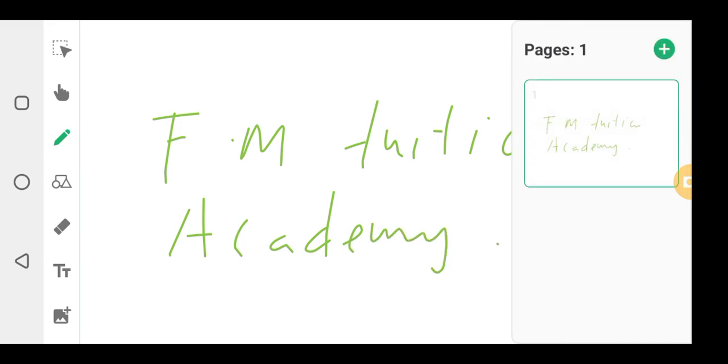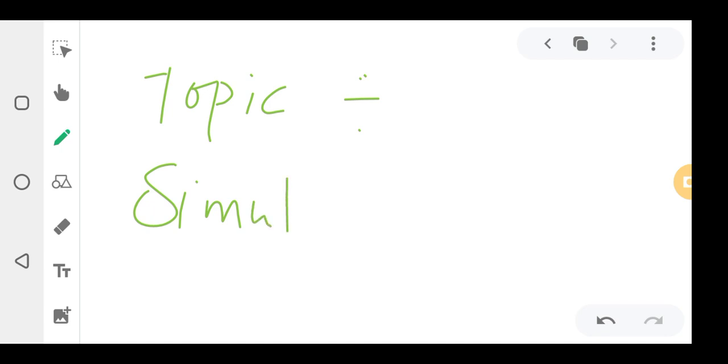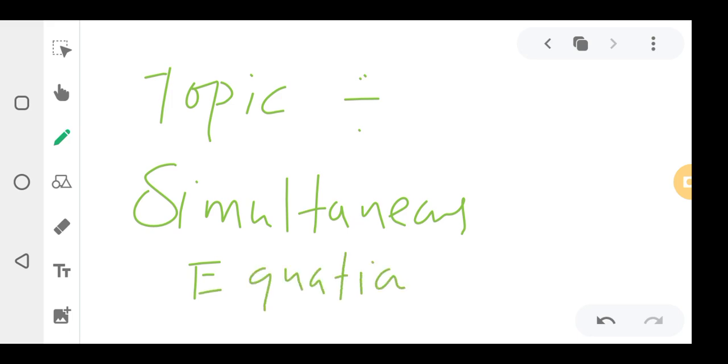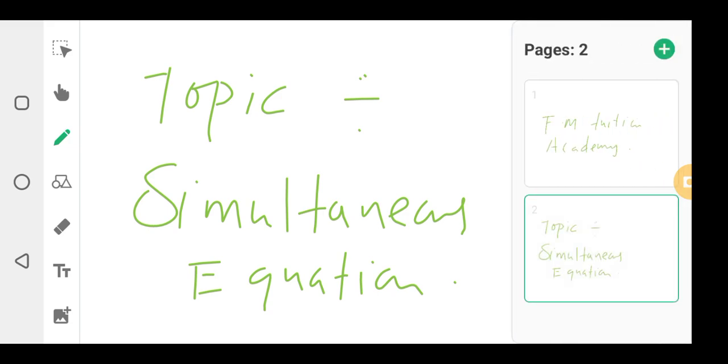Okay, today we'll be looking at a topic called simultaneous equation. Okay, so we'll be looking at a topic called simultaneous equation.